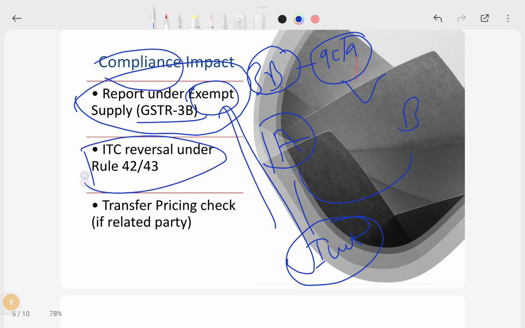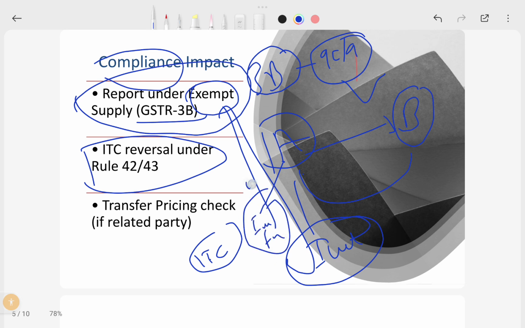And ITC reversal under Rules 42 and 43. Suppose company A gives these loans to this guy, but company A gets some inputs from banks, forex and many USD compliances, so there could be some ITC credit for company A. So he can't retain that ITC in the ledgers. He has to reverse that ITC. That is the second condition.